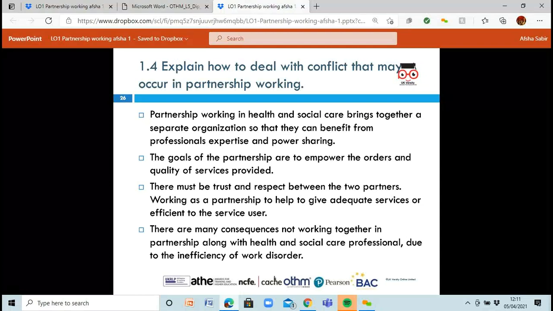Now, the goals of the partnership are to improve the quality of services provided. So you do have a lot of plus points that can come with partnership working. There needs to be trust and respect between both partners or however many partners there are. And not just one side of the partnership working more than the other, they need to be working equally. And they need to actually be beneficial to the service user. So there's no point in one partner offering services good for your service user, but then the other one not really doing much or not being applicable to them.